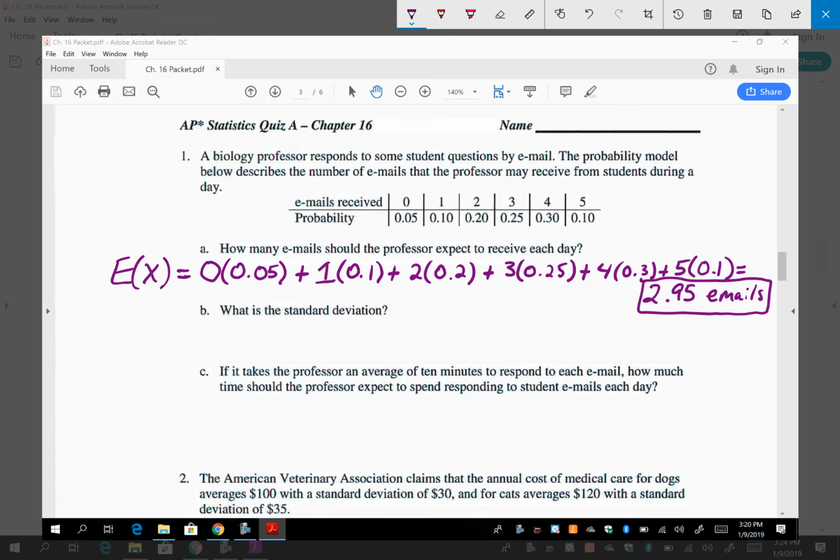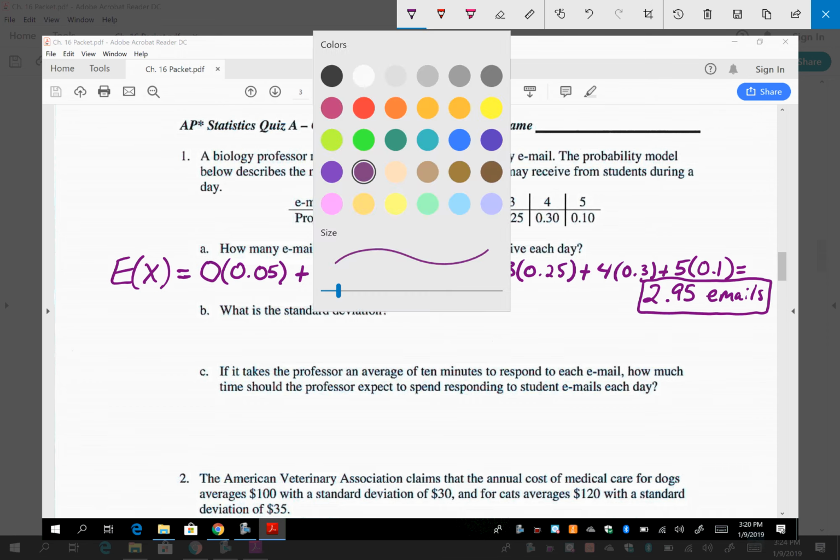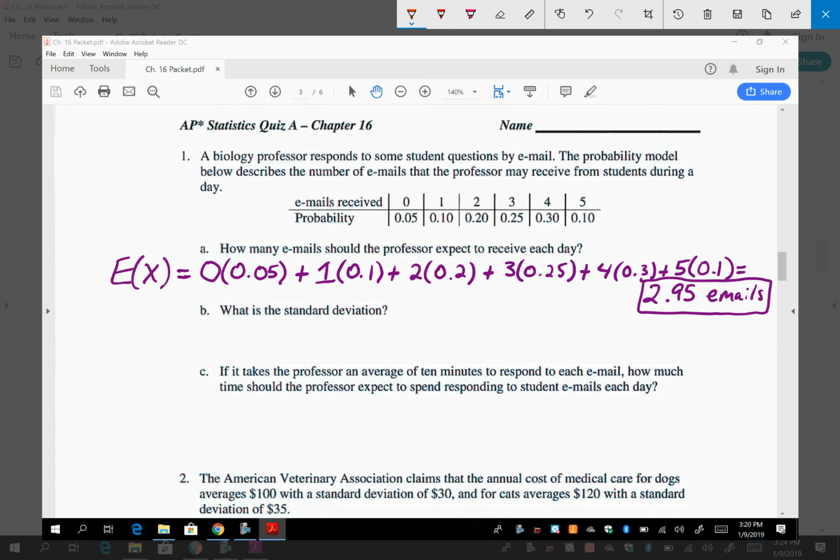All right, let's try letter B. When I see a question asking me for the standard deviation, the first thing I think about is I need to find what? To find standard deviation, I first need to find what? Not the mean. We just found the mean. Close, not variation. The variance. That one, exactly. The variance.